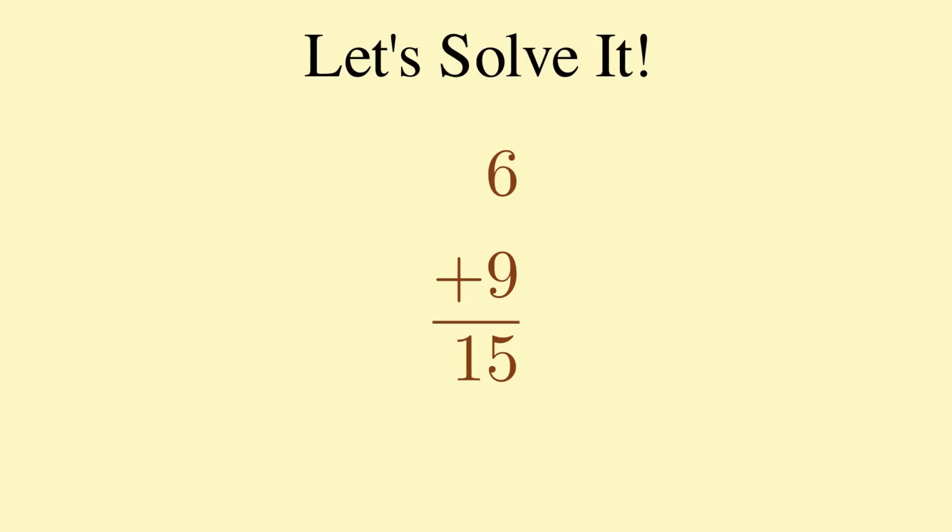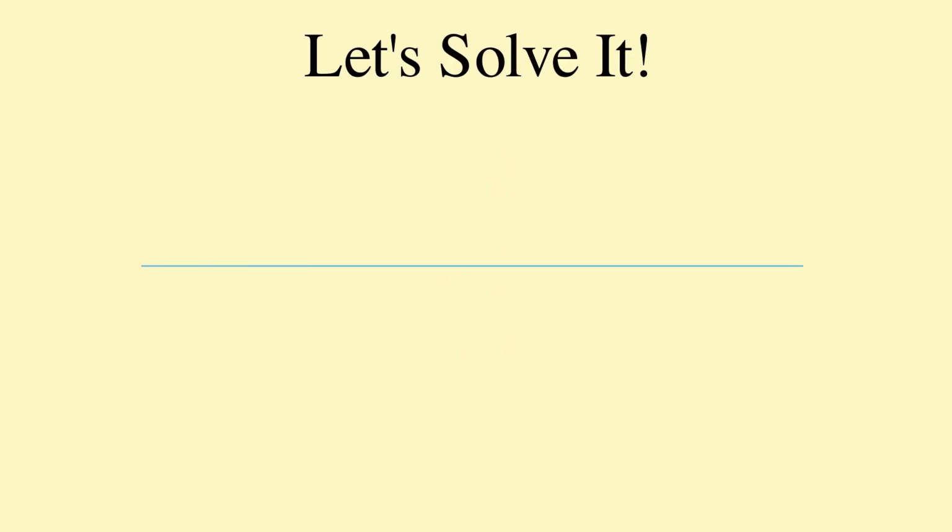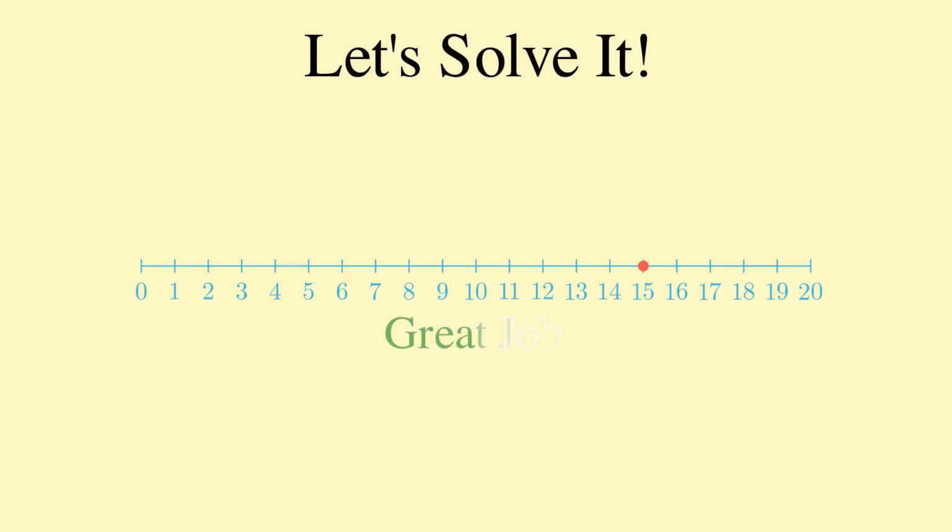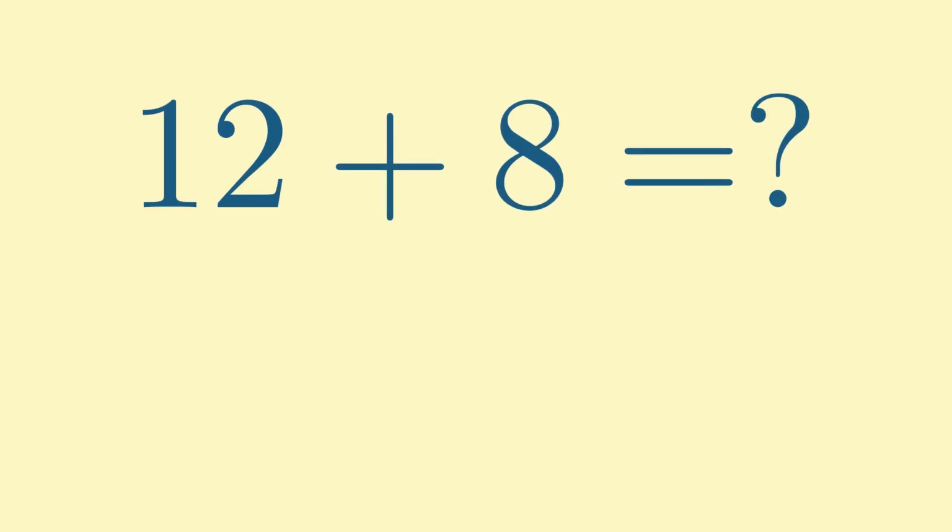We can also use a number line. Start at 6 and move 9 steps forward. 1, 2, 3, 4, 5, 6, 7, 8, 9. We land on 15. Great job! Now, let's move to the next question. What is 12 plus 8?